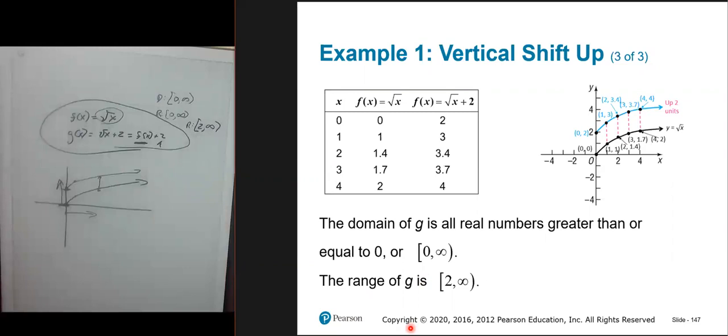Sometimes when you have a shift or a compression or something, it changes your domain or it changes your range or both. In this case, all we did was change the range, right? If I have a shift that's horizontal, and that's all that's happening is a horizontal shift, then I might end up changing my domain, but my range usually doesn't change.